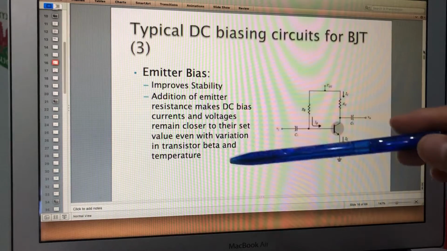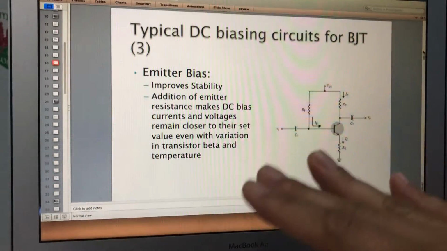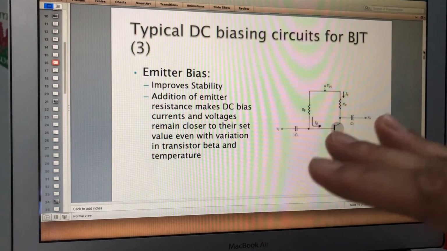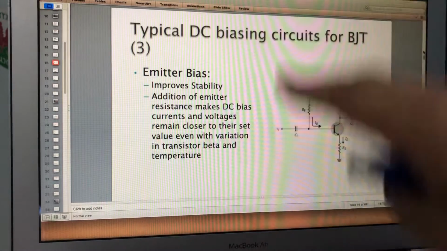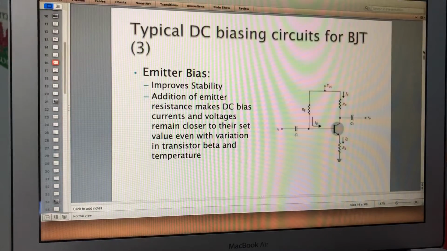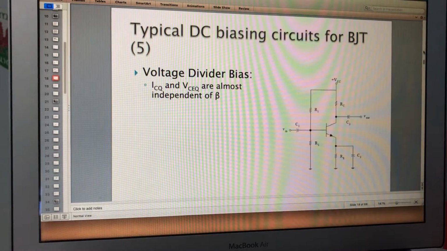Please try to understand this one. This is to improve stability. What does it mean? Stability, stable, right? Straight, like stable. So it is not very up and down, right? That's what it means. Later we will look into that.